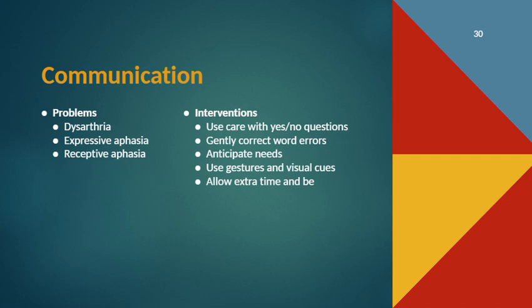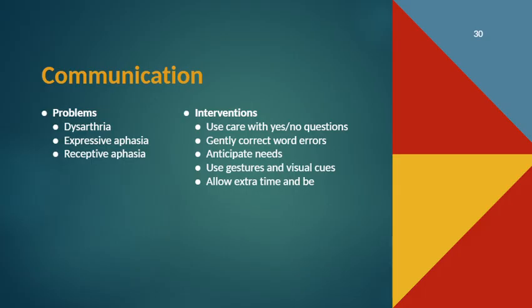The patient understands spoken language but cannot express their thoughts clearly. They may speak in short phrases, substitute words incorrectly, or struggle to get words out. Receptive aphasia is the opposite. The patient can speak fluently, but they do not understand what is being said to them, and their own speech may not make sense in context. Because each disorder affects communication differently, our interventions must be tailored.